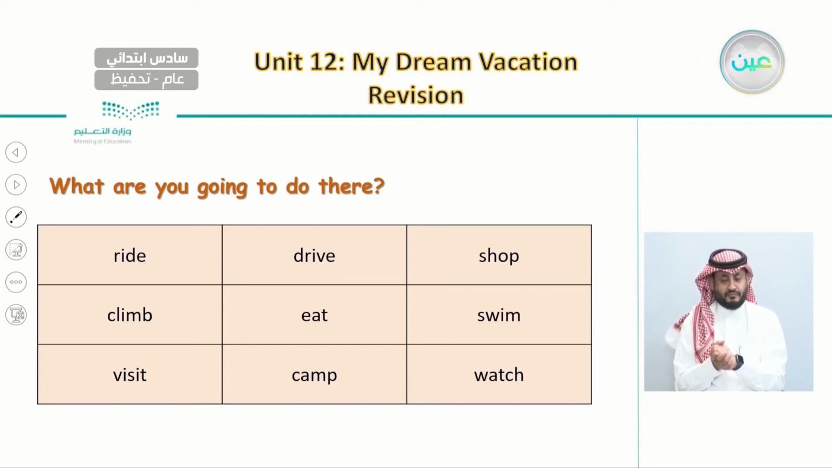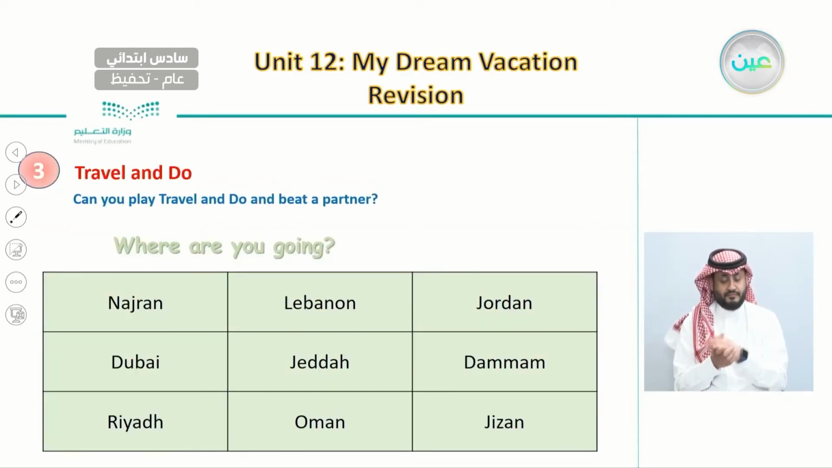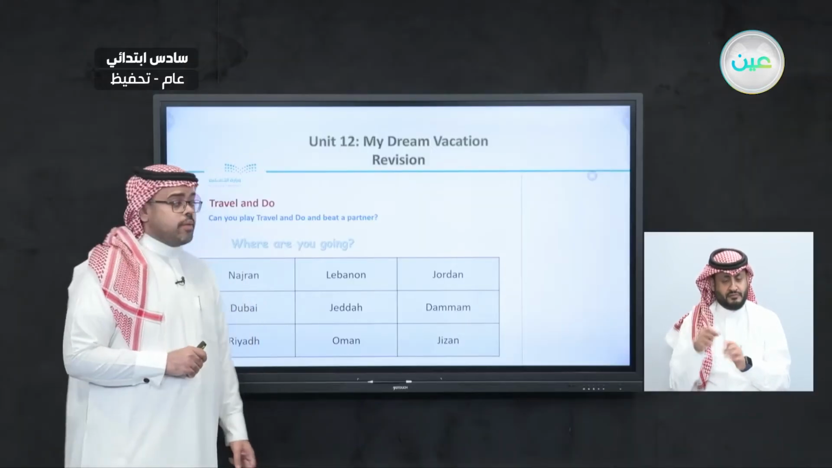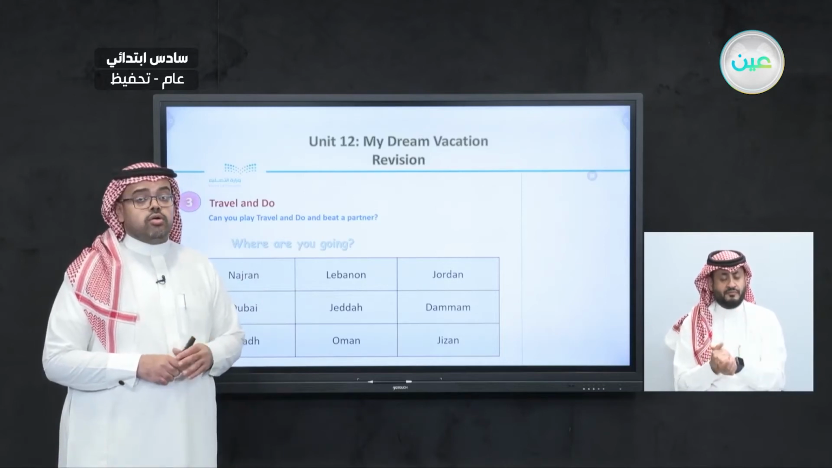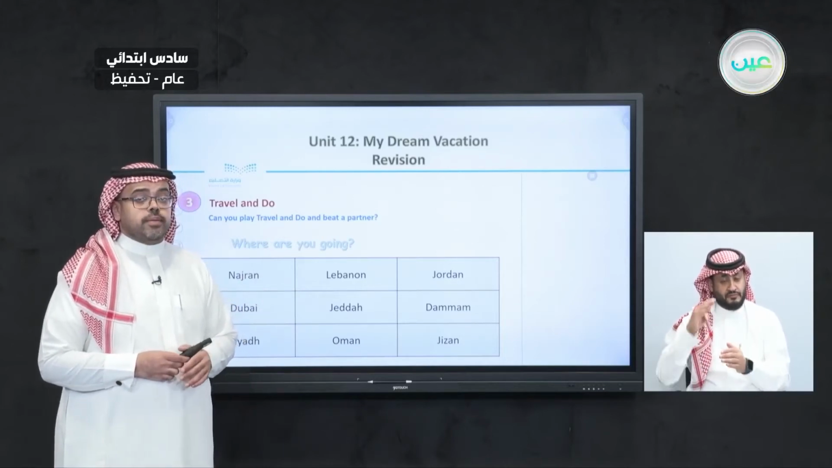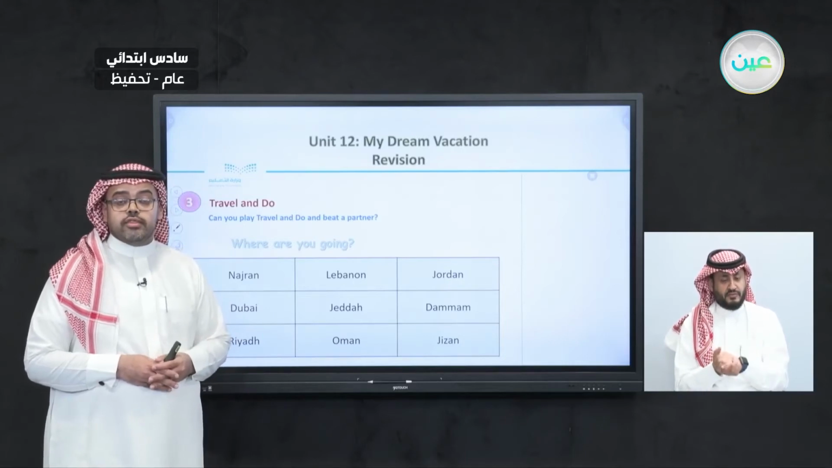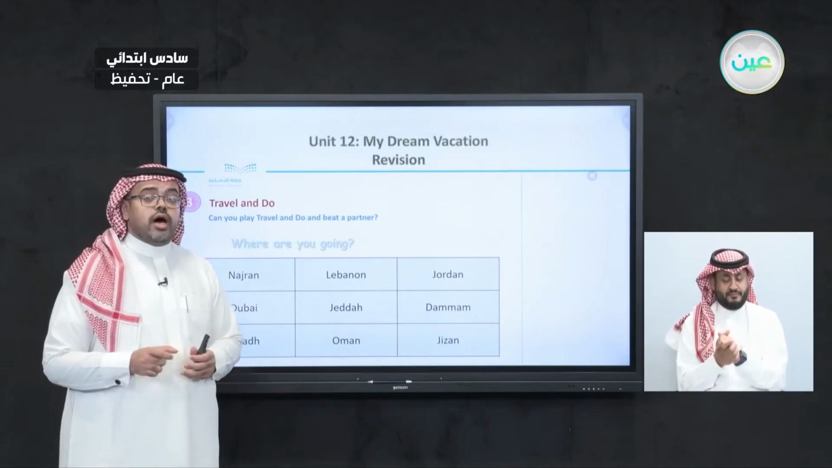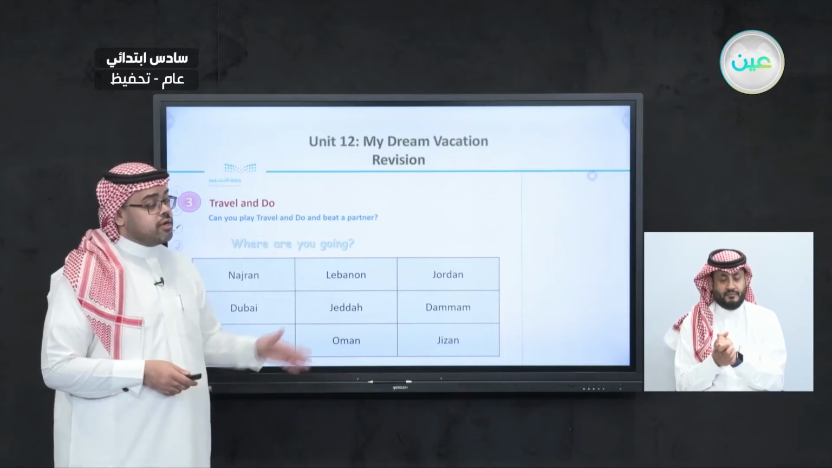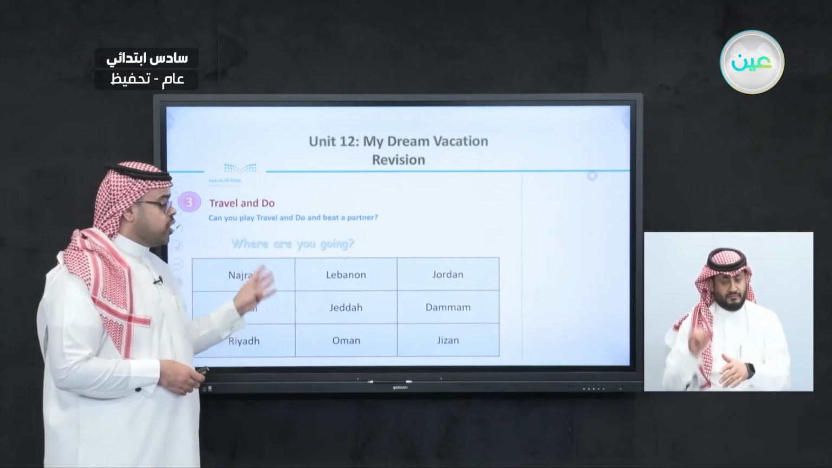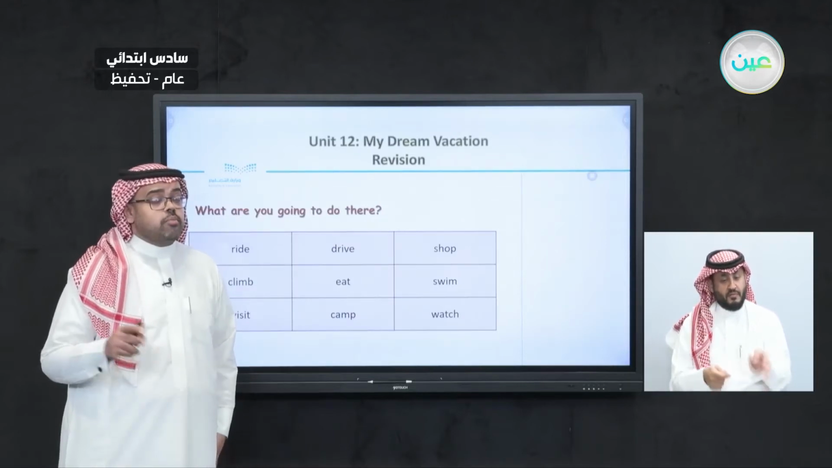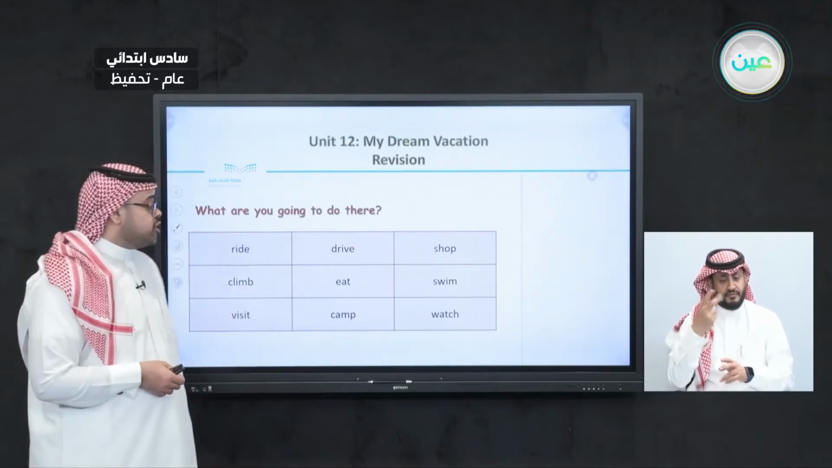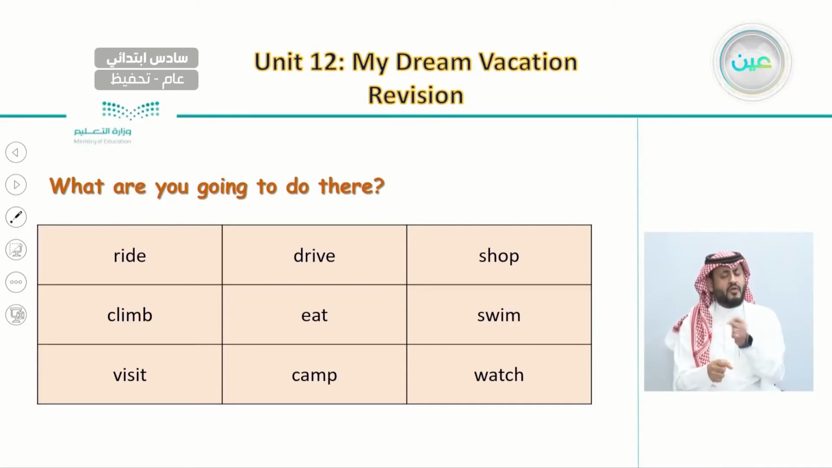So the important thing here is that when you have your partner and you ask him or her a question about where are you going, then he or she should choose a place as we said that starts with I am going to. For example, I'm going to Jeddah. I am going to Jeddah. Then you'll ask him or her a second question, which is, what are you going to do there?